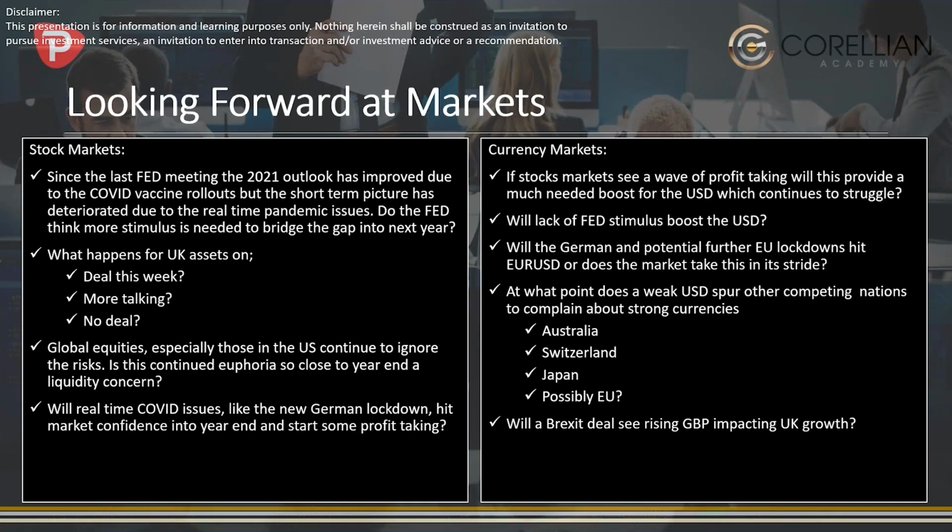So at what point does a weak dollar spur other competing nations to complain? Well, funnily enough, I wouldn't be surprised if we saw Australia, Switzerland, Japan, and possibly the EU start spouting off about the strength of their currencies. We've already seen the EU mention it before, although Lagarde actually played that down at the last meeting. Switzerland has been named a currency manipulator by the US. They do intervene, and I think they will probably continue to do so.